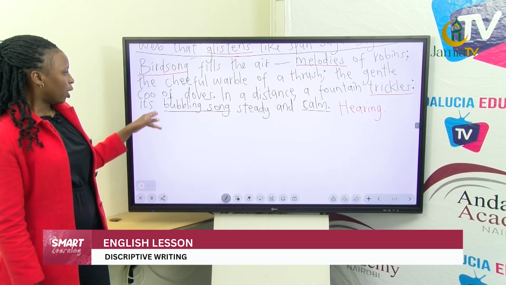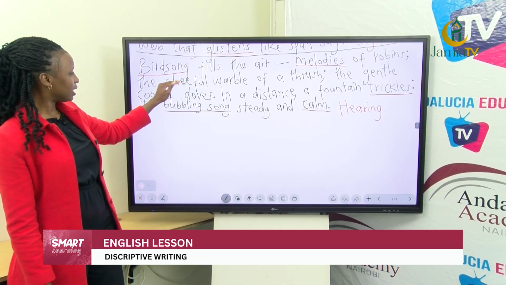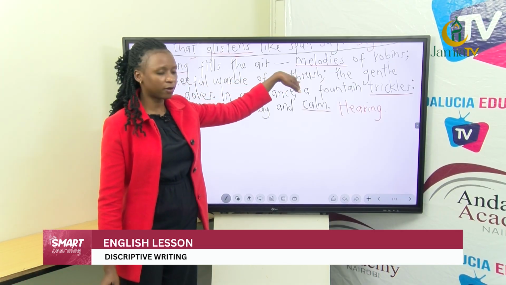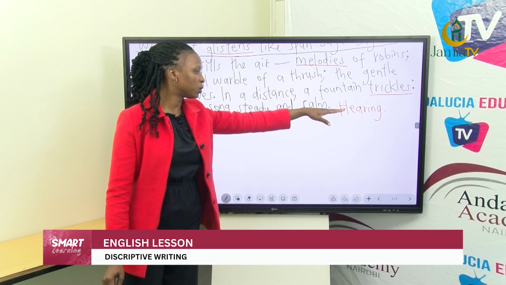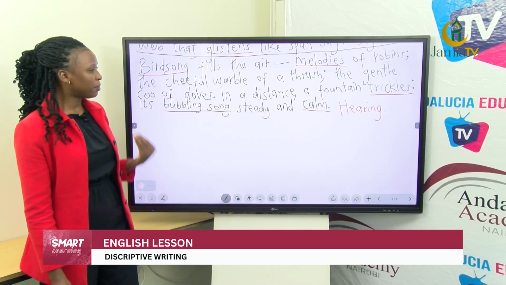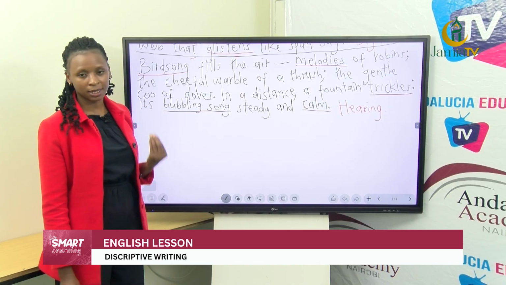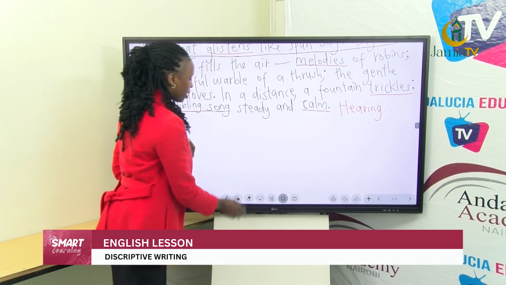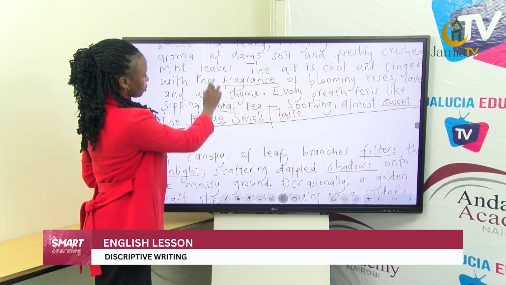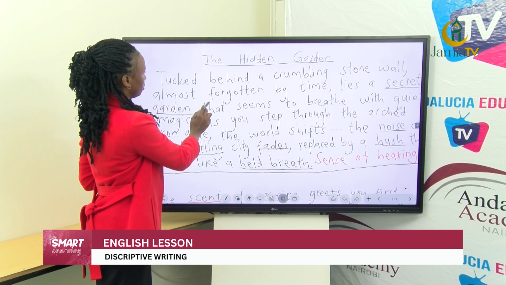Now, look at the choice of words that I've used. Look at whatever we've been underlining, the vocabulary that is appealing to the senses we are looking at. But at this point, what are we really describing? Of course, we are describing a garden. That is in general. So let me just go back to the first paragraph. So we will scroll together from the first one to the last one.